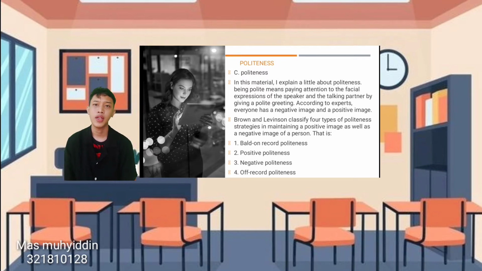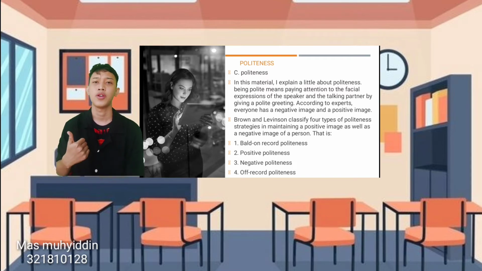Being polite means paying attention to the facial expression of the speaker and the talking partner about the giving a polite greeting. According to experts, everyone has a negative image and positive image. The expert classification 4 types of the politeness strategy and the positive image and negative image. Strategy for expert: 1 is the on record politeness, 2 positive politeness, 3 negative politeness, and 4 off record politeness.